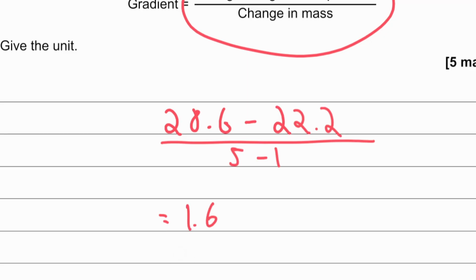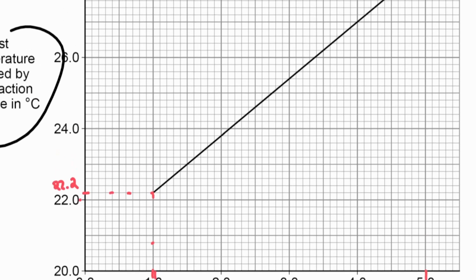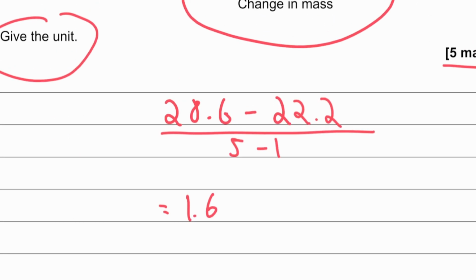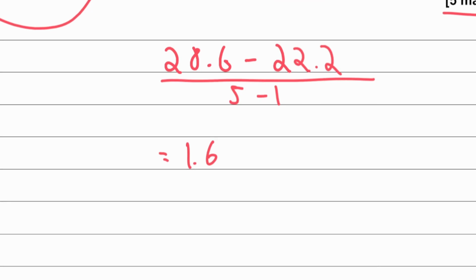Okay, and the last thing here is give the unit. So make sure you read the question carefully. It's worth 5 marks, so you're going to get a mark for giving the unit. So what would the unit be? Well, the units for change in temperature was degrees Celsius, and the units for mass of sodium carbonate was grams. Because we divided the temperature by the mass, then it would be degrees Celsius per gram, just like that. So hopefully that all makes sense how we got to that answer.